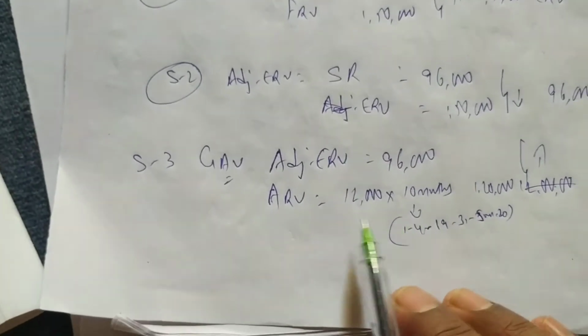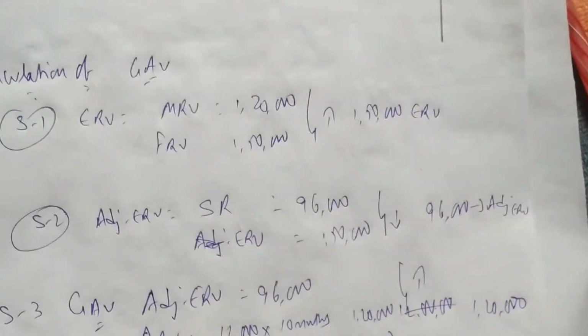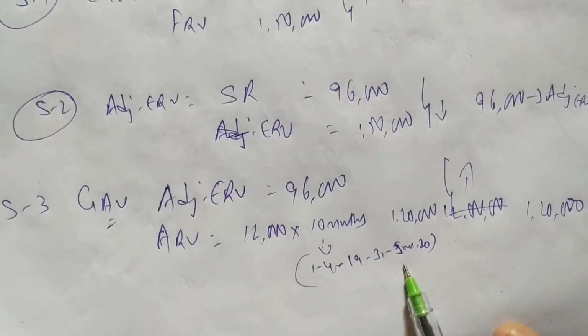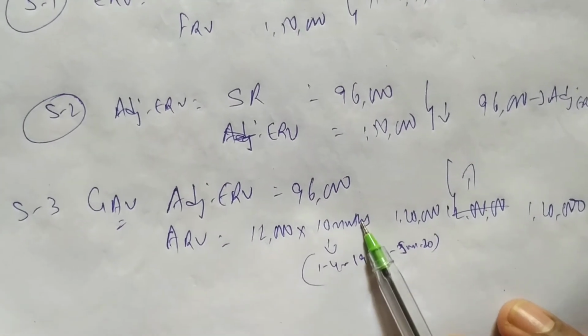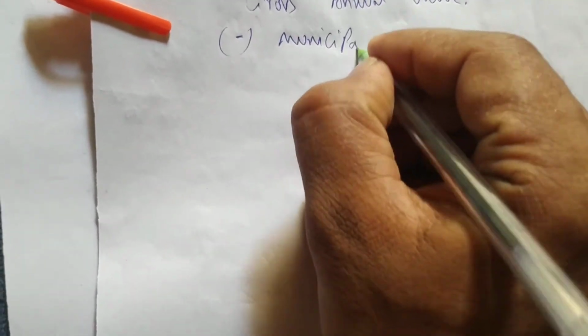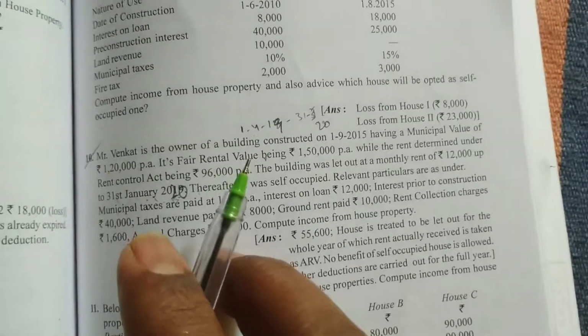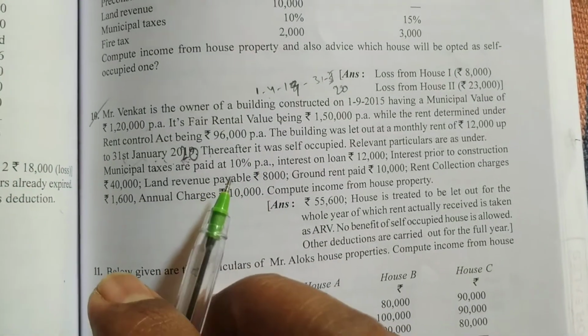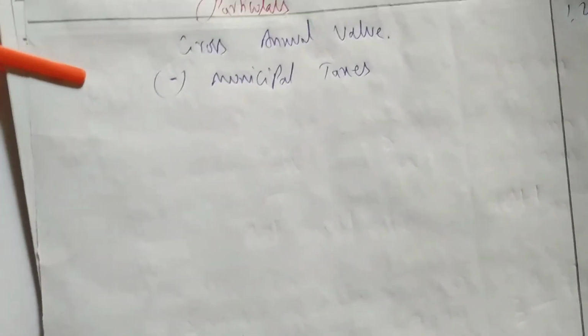So there is only one change here, at the time of calculation of ARV. The building is given on rent for only 10 months, till 31st January 2020, so we have to take 10 months rent. That's the only change. Rest is easy. Next, we have to deduct municipal taxes. How much are municipal taxes given? 10% on MRV. MRV is 1,20,000.